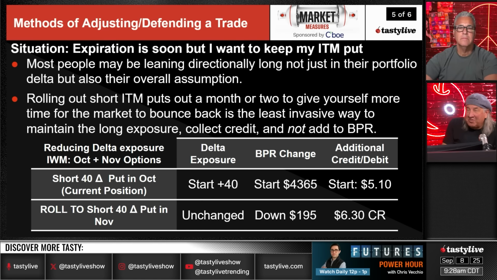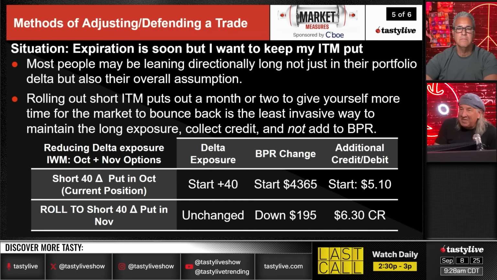So this was the other thing that Tony said, and here's a perfect example. Your buying power starts at 43.65, and you roll it out in time, and it goes down by $195, but you also pick up some additional credit. And that's it. Let's go to the next slide.